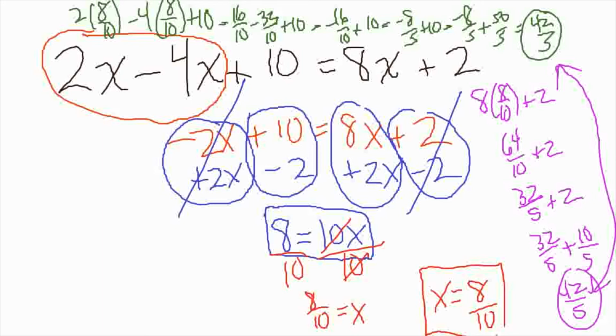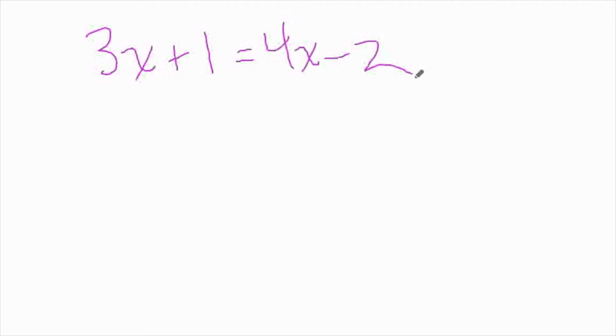Okay, let's do one more example. So let's do 3 times x plus 1 equals 4 times x minus 2. Yeah, that'll work. So what I'm going to do this time is, again, add, subtract, multiply, and divide stuff from both sides.